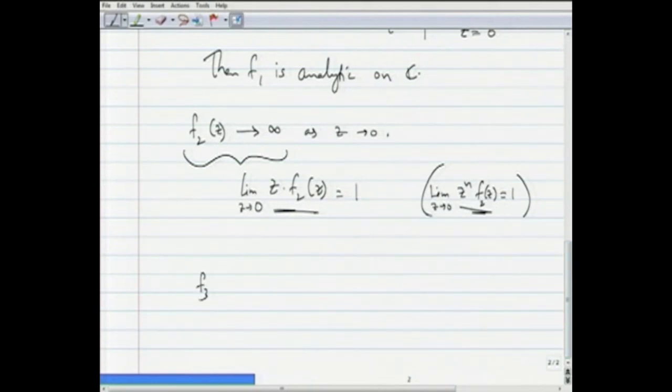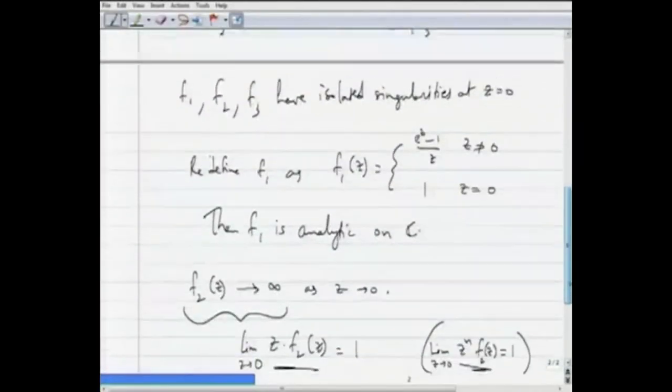Finally, f3 you notice has a different kind of singularity. f3 of z does not tend to infinity as z tends to 0, and f3 of z does not approach a finite limit L as z approaches 0. There is no finite limit for f3, nor does it uniformly go off to infinity. So it is sort of jumping back and forth. We will see a more concrete pattern to this jumping, and this kind of singularity is the third kind.